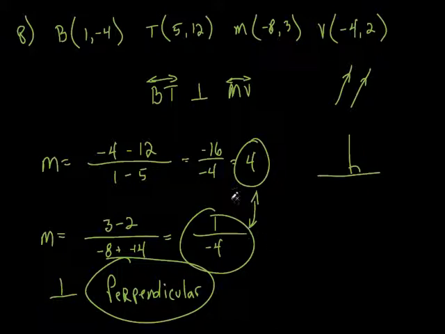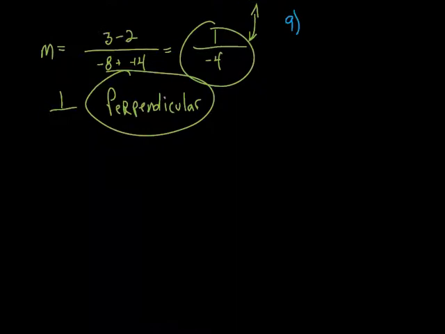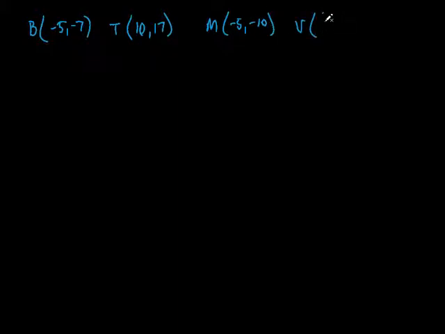Now let's take a look at number 9. Number 9 is pretty much the same deal. I'll do this in a different color. Actually I'm going to have to scooch it down because they give you different points. So let's do this really quick. B is negative 5, negative 7. T is 10, 17. M is negative 5, negative 10. And V is 5, 6. All right, so let's find the slope of BT.